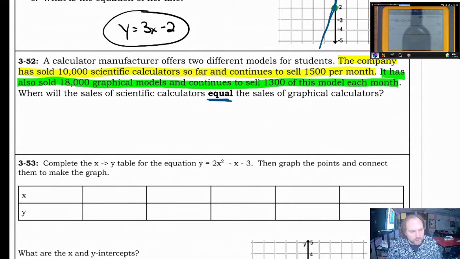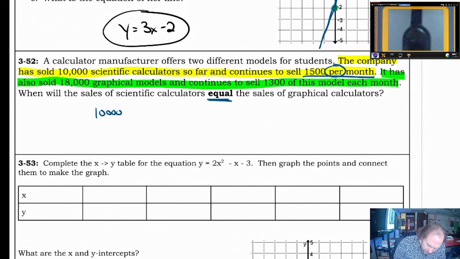So whenever you see a word like that, I'll usually bold it to help point it out. But you're going to set these two things equal to each other. So let's write a couple sentences. For our scientific calculators, they have already sold 10,000 of them. And they're going to sell 1,500 per month. Per is a word that needs to jump out at you as a slope or a rate of change. So that's going to be plus 1,500x. We'll say that x is the number of months. That'll be our scientific calculator sentence.